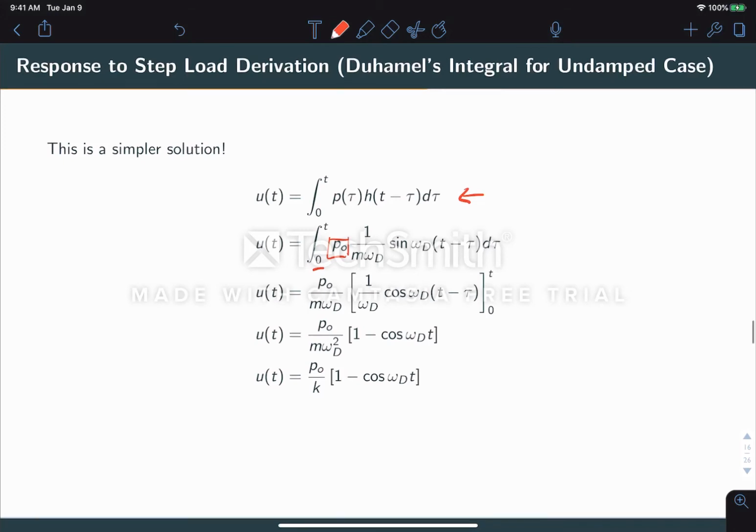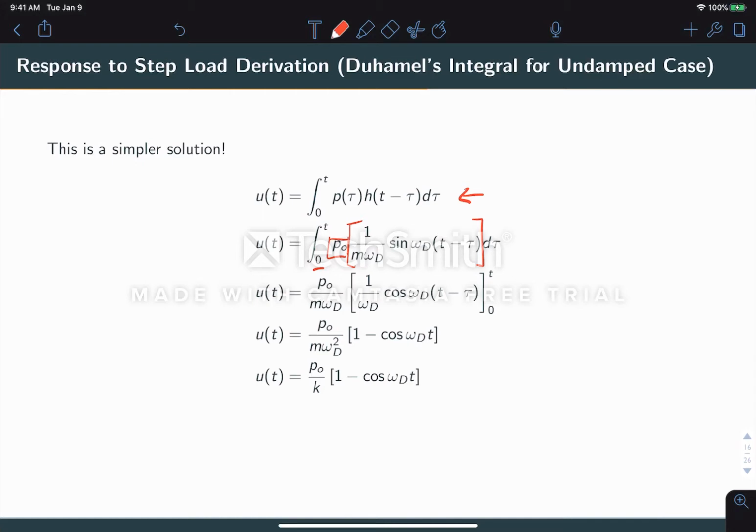And then we plug in our unit impulse response function, which is this one. And that is the same for all, right? As long as it's an undamped system, we can use that general form.